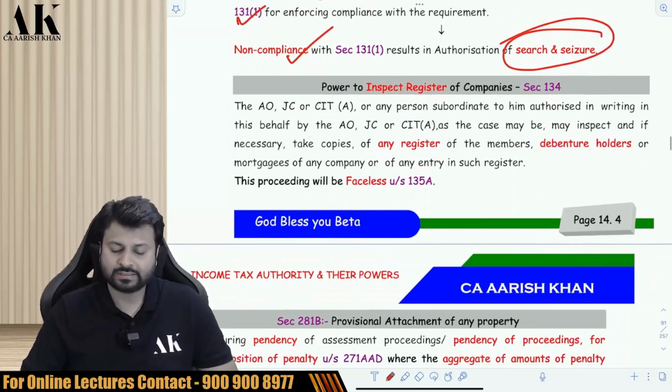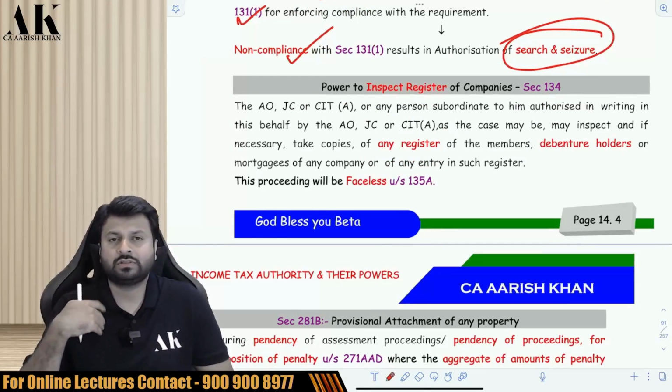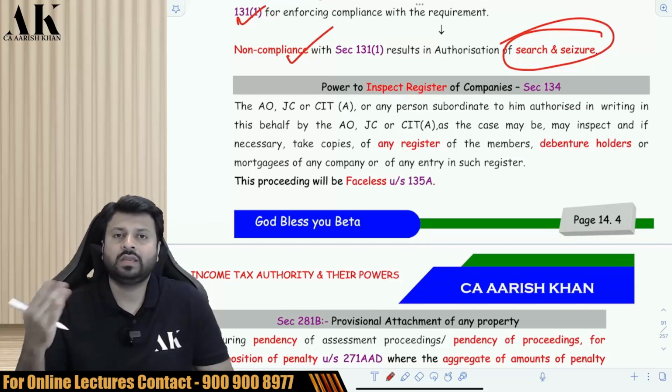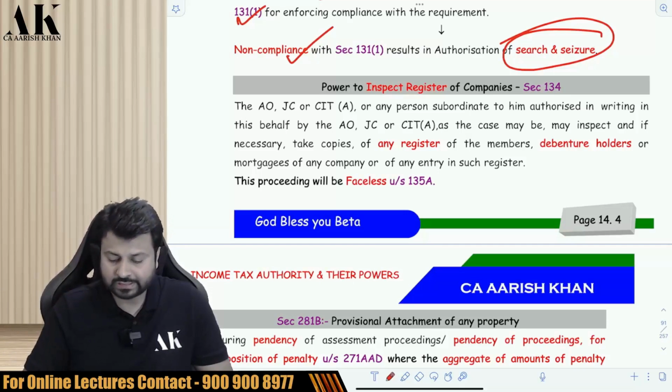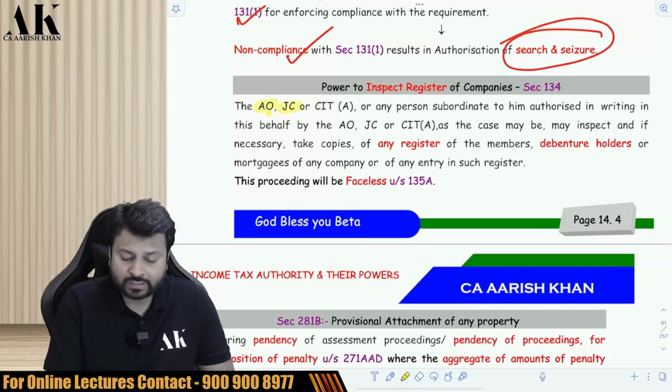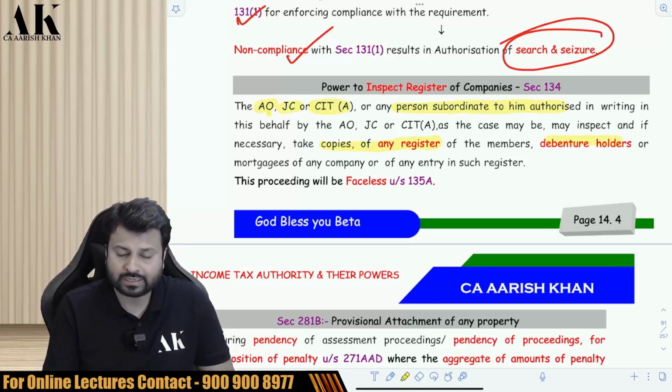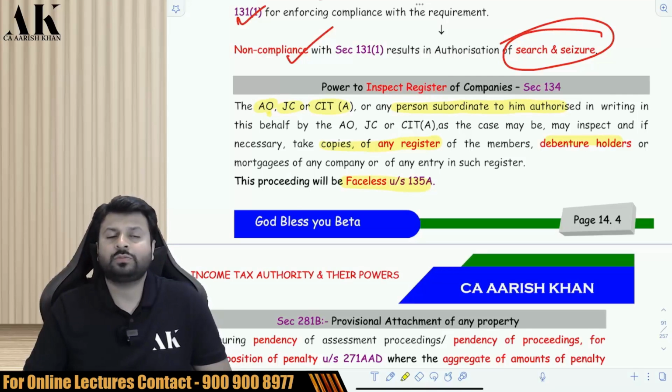Okay. Next. Power to inspect the registrar of companies. Now, if the assessing officer wants to inspect the registrar of companies to see the list of shareholders, the list of debenture holders, the list of bankers, can he do so? Yes. Under section 134, it is allowed. The AO, joint commissioner or CIT appeal, or any person subordinate to him authorized in writing on his behalf, as the case may be, may take copies of any register of members, debenture holders, etc. And this proceeding will also become what? It will be faceless.